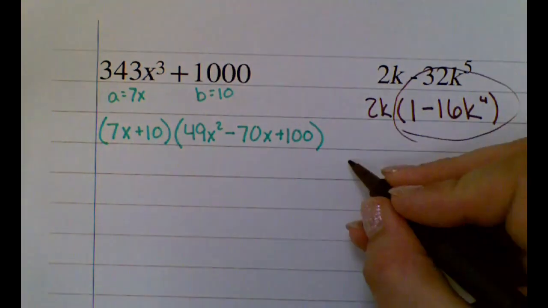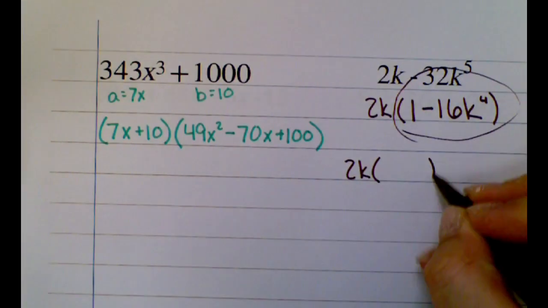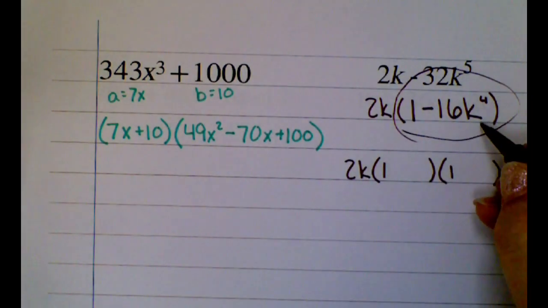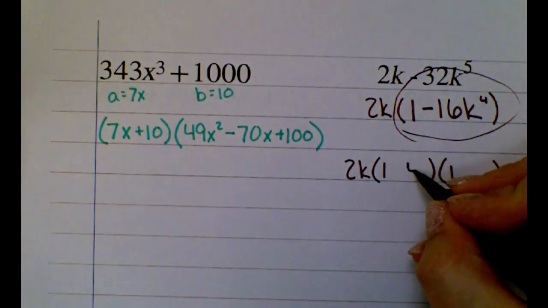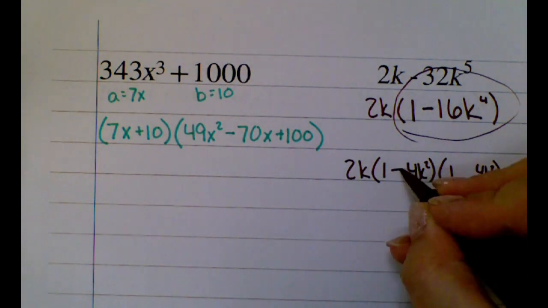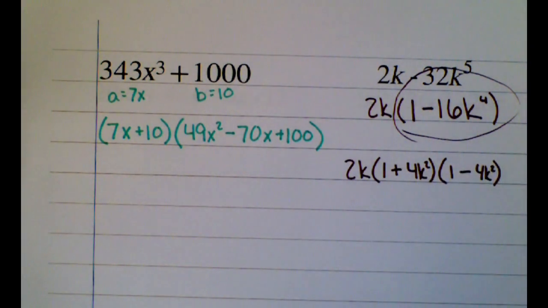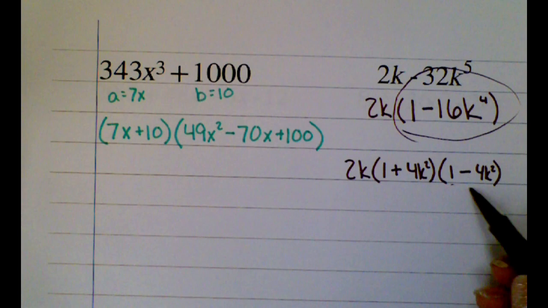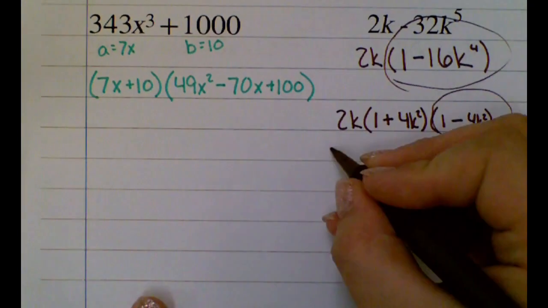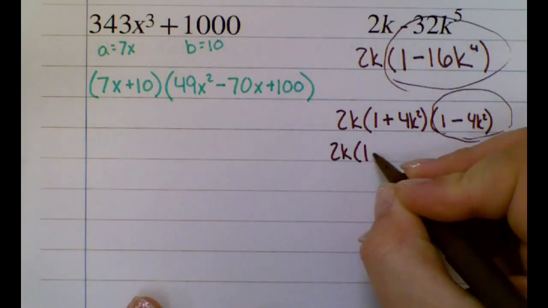So I can take 2k times, well, the square root of 1 is 1. The square root of 16k to the 4th power is 4k squared. Difference of squares pattern is that one's a plus, one's a minus. But wait, there's more. This is still a difference of squares. So I have my 2k times 1 plus 4k squared.